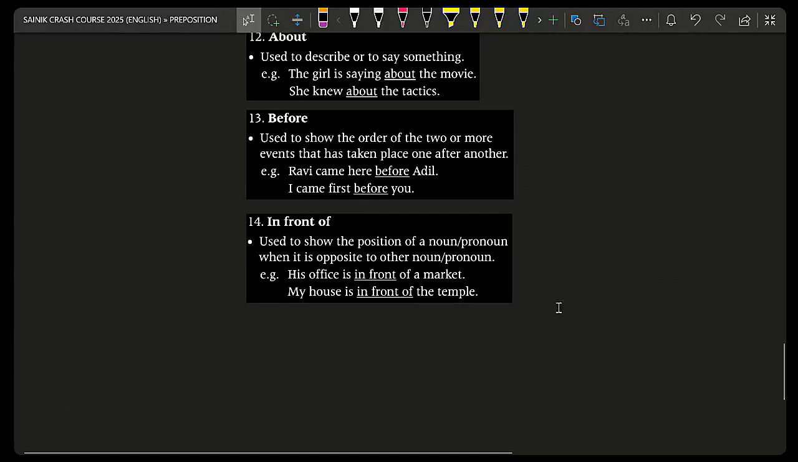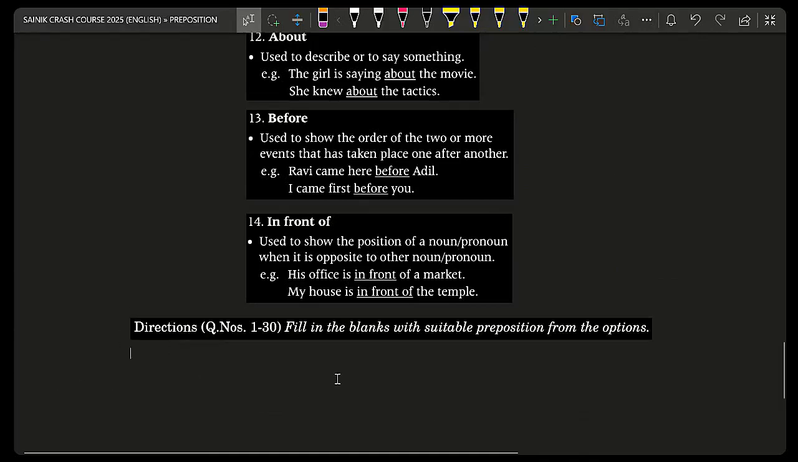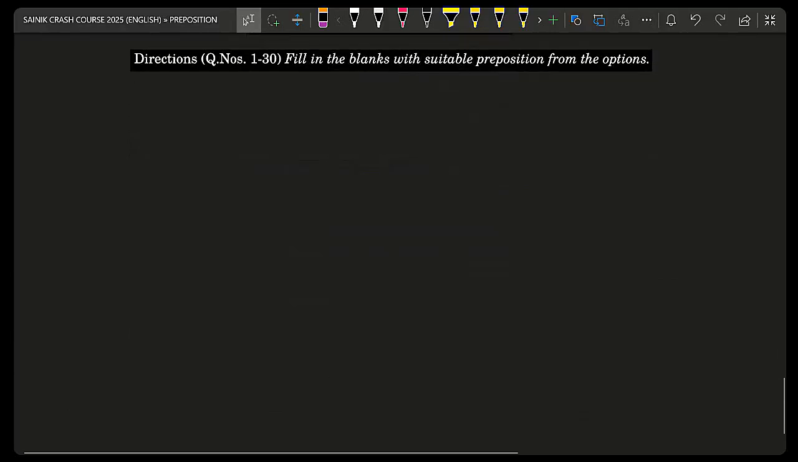So these are not the only prepositions, we have discussed only the standard prepositions. The other prepositions I may also ask in the exercise questions. So all of you try to answer these questions from the exercise. Yes, these questions you need to answer now, starting from here.